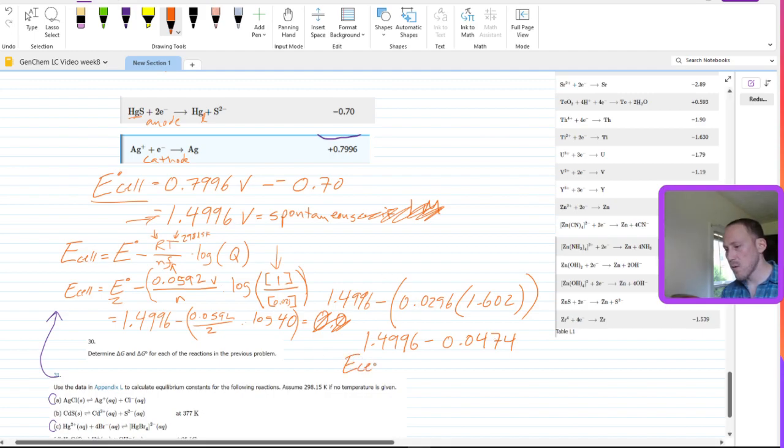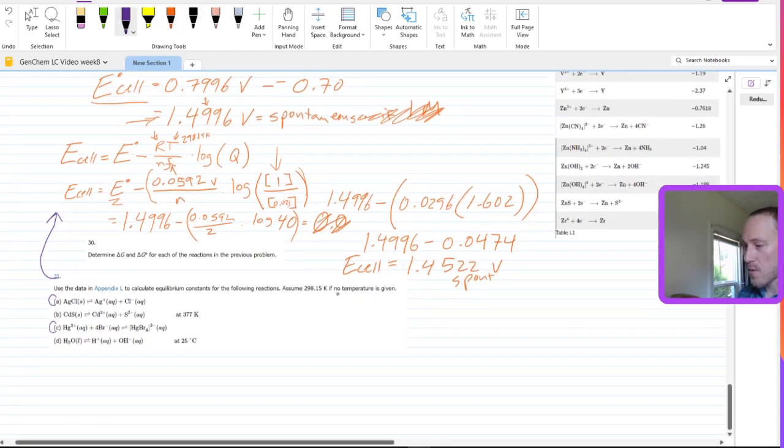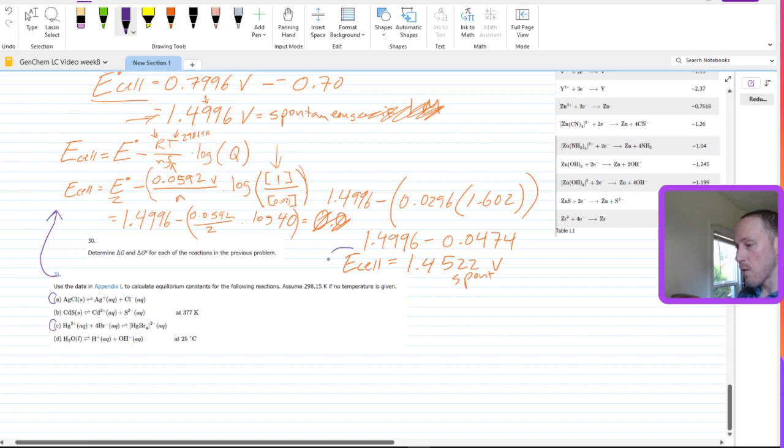So the actual E cell in these not standard conditions, because we have those weird concentrations, is 1.4522 volts. So yes, it's still spontaneous, but a little bit less. With those concentrations, it's a little bit less spontaneous. I mean, that's not really a very sensible thing to say, because you either are spontaneous or not, but it's less powerful than it would have been if it were at 1 molar of both of those things.